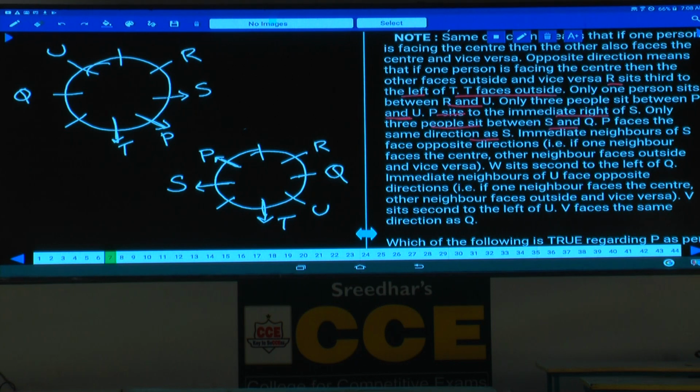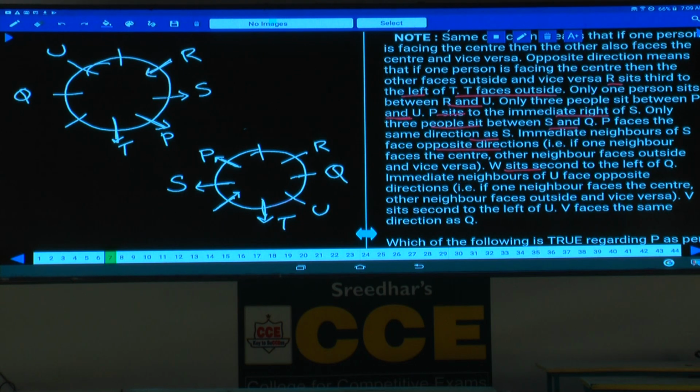Immediate neighbors of S face opposite directions. Immediate neighbors of S, in the first case P and R, these 2 persons are facing in opposite directions. Now P is facing away, then R must be inward. Now in the other case, P is away from the center, so whoever the person comes in between S and T, that person must be towards the center. And immediate neighbors of S face opposite directions.